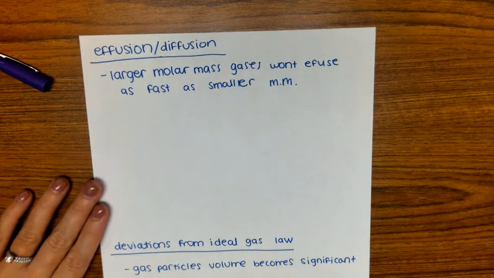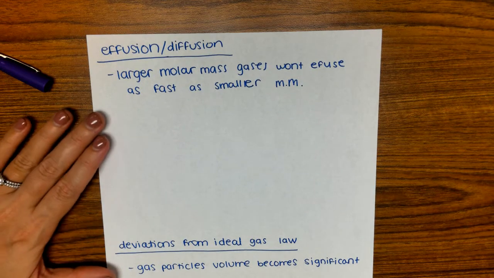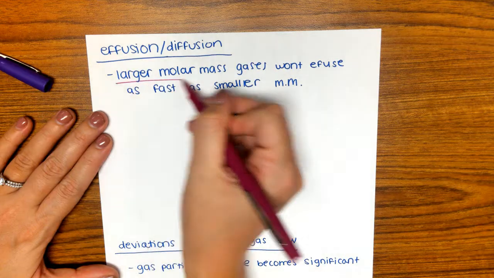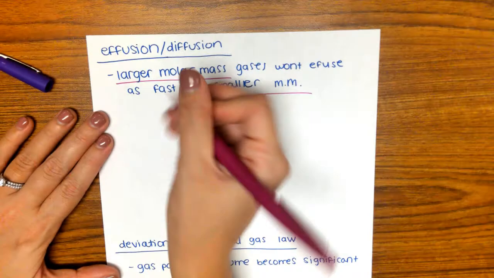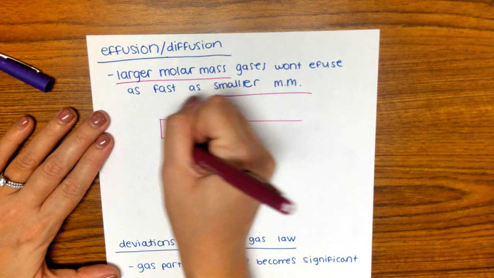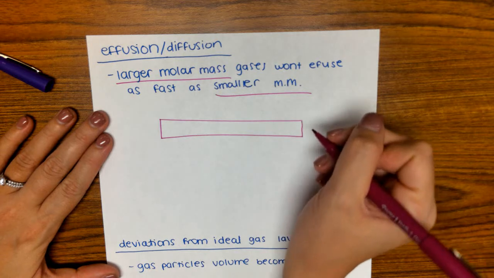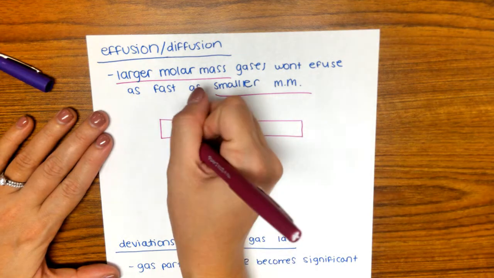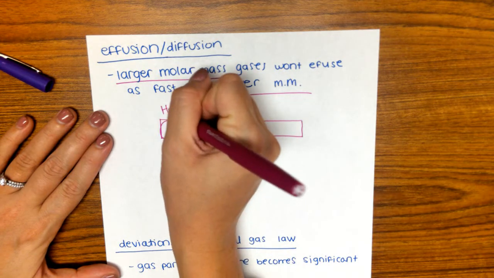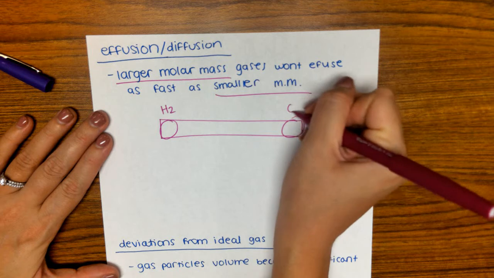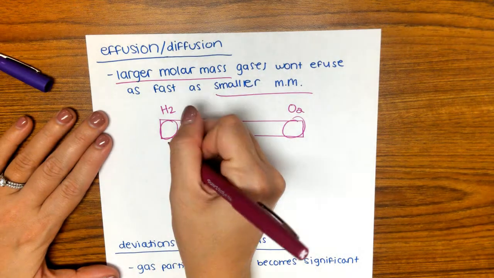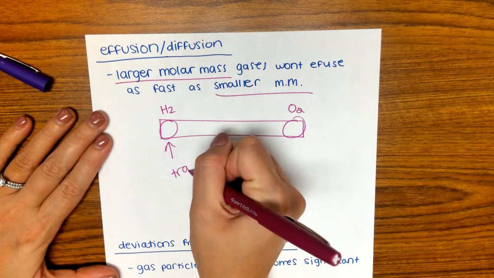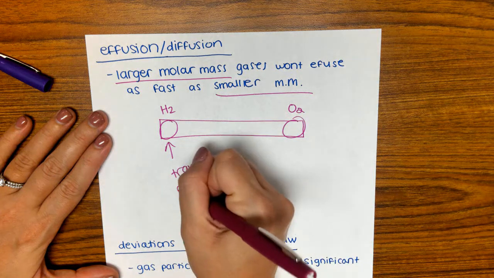Also, with gases, we talked about effusion and diffusion. So gases with a larger molar mass won't effuse as fast as something with a smaller molar mass. There was an example in your packet that had a tube, so let's do that again. We've got hydrogen and oxygen, and I want to know which one's going to travel further. Hydrogen would travel further in the same amount of time because it's smaller.